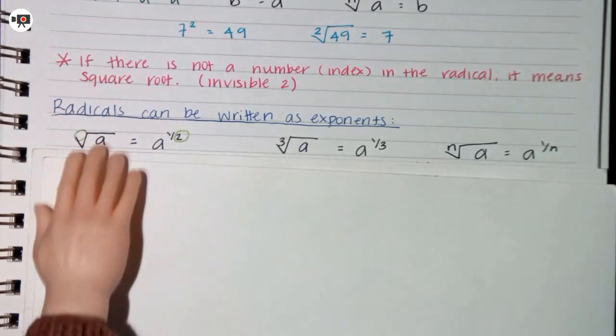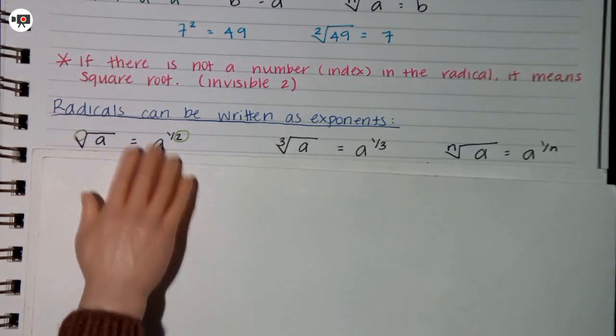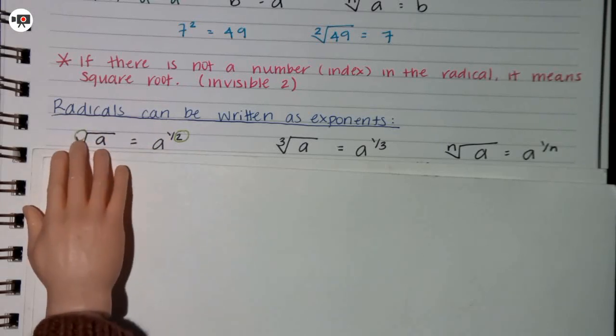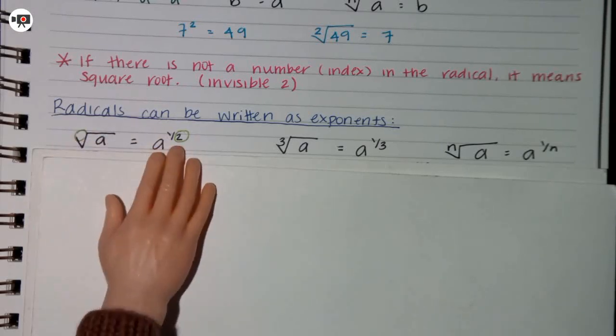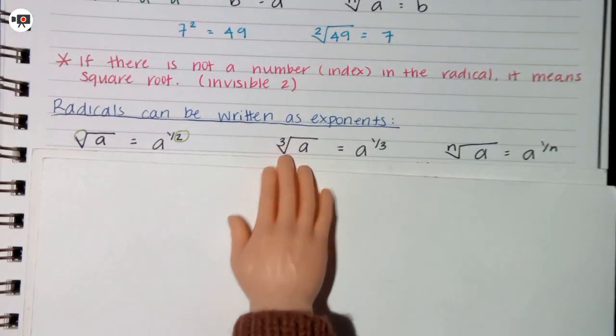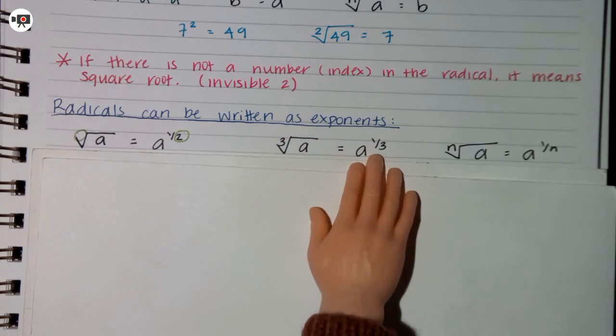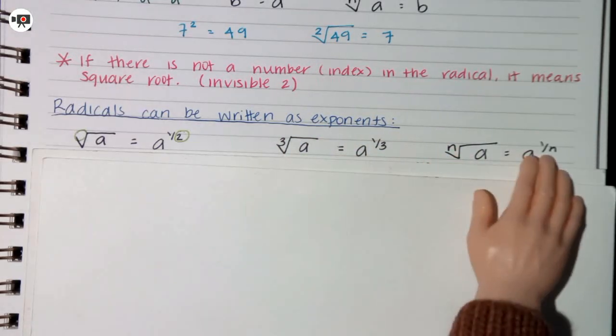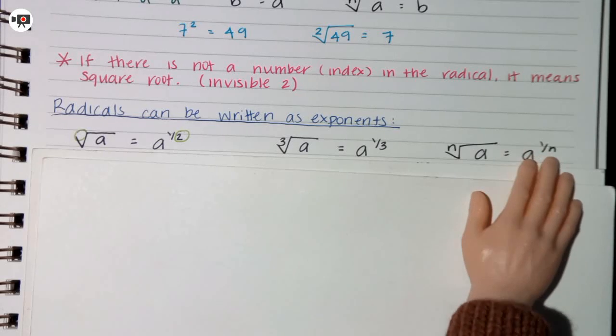Here, I would have the square root of a, and I would rewrite that as a to the 1/2 power. There's nothing here as the index, so I know that it's an invisible 2, so that's 1/2. Cube root of a would be a to the 1/3 power. So whatever number is the index, that would be the bottom, the denominator, of the fraction exponent.